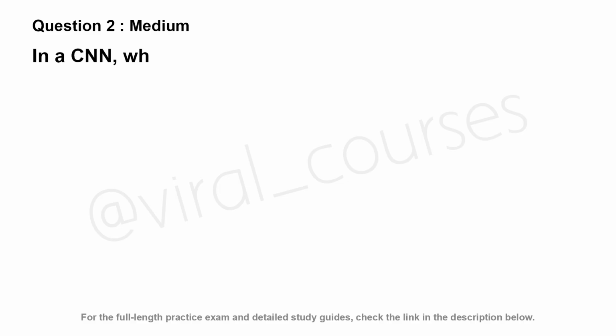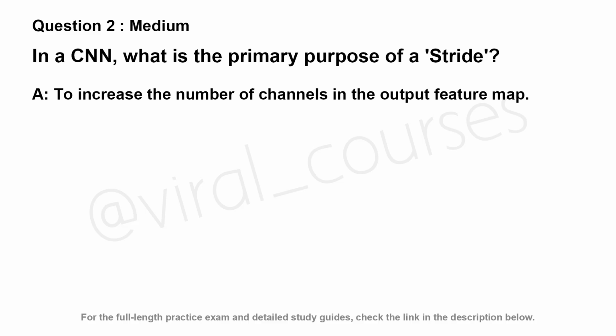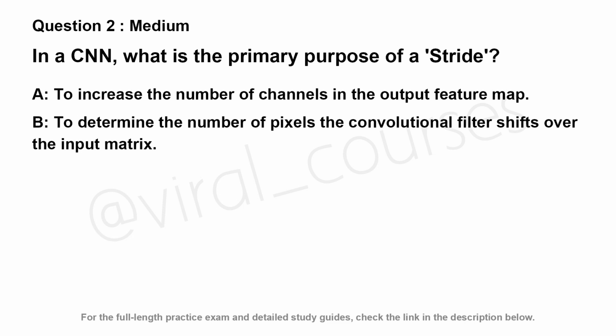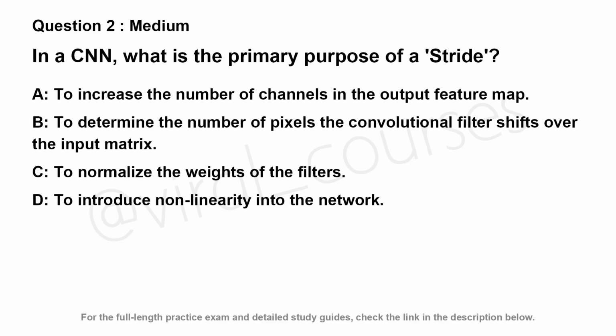In a CNN, what is the primary purpose of a stride? Option A, to increase the number of channels in the output feature map. Option B, to determine the number of pixels the convolutional filter shifts over the input matrix. Option C, to normalize the weights of the filters. Option D, to introduce nonlinearity into the network.